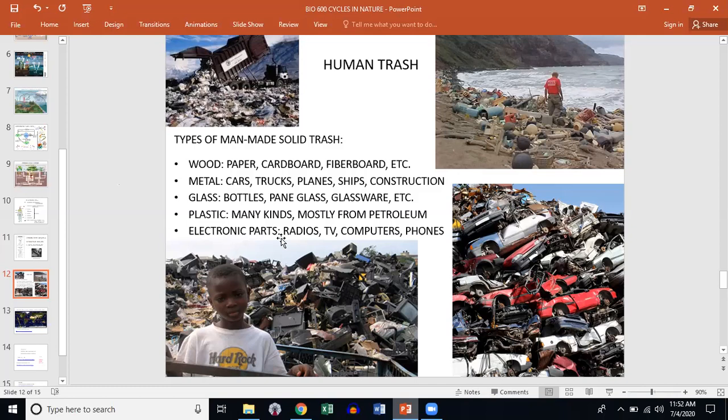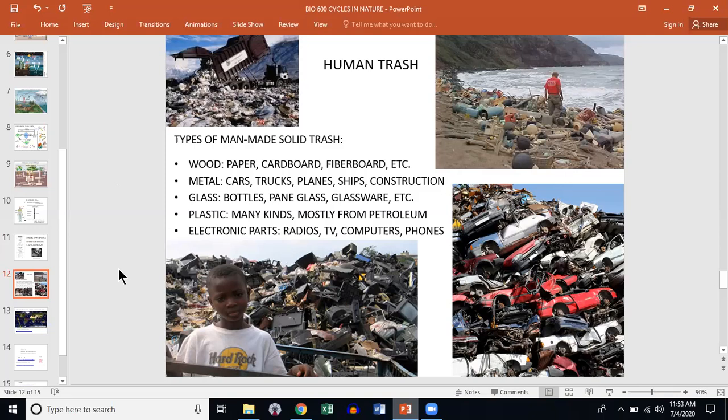Then the electronic parts that also are becoming a waste, part of our trash, and accumulating as we have this built-in obsolescence by industry and having to replace our computers, our phones, our cell phones, and the regular phone, and TVs and radios and all these electronic components. They have to be, well, updated. And so what do we do with the old ones, right? What do we do with the old ones?